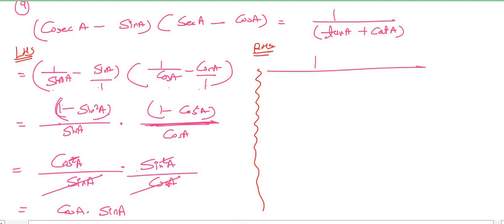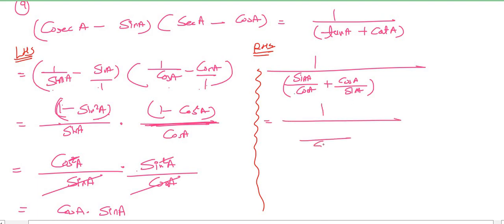So 1 by what is tan? Tan is sin by cos and cot is cos by sin. Yes. Now what? It's pretty straightforward. We have to take LCM. Cos into sin. This into this, this into this.